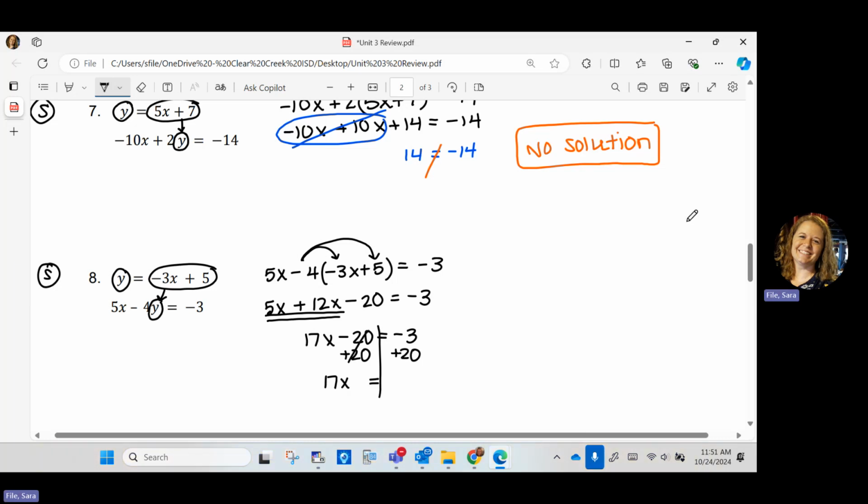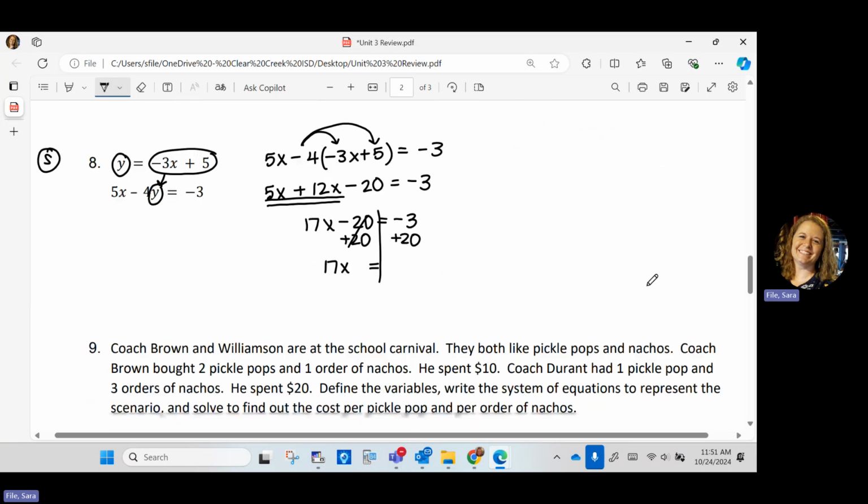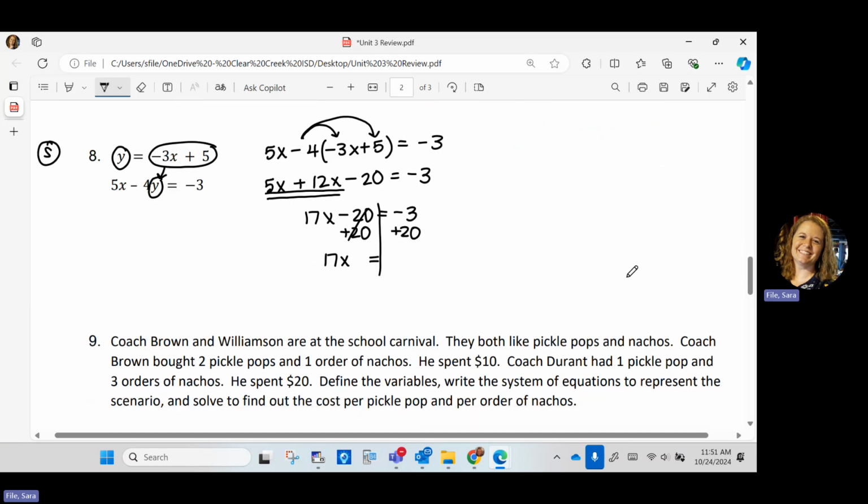All right, we'll continue going over these after lunch. Okay, this is 17. When I divide out that 17, I get 1. What? Okay, I'll look at it when y'all come back from lunch.